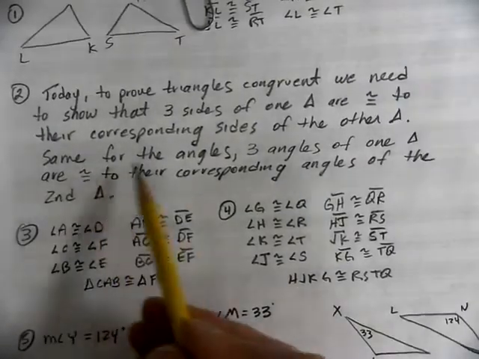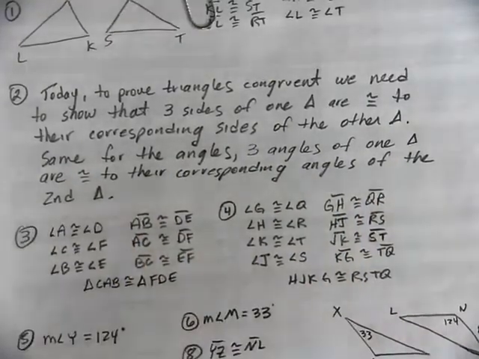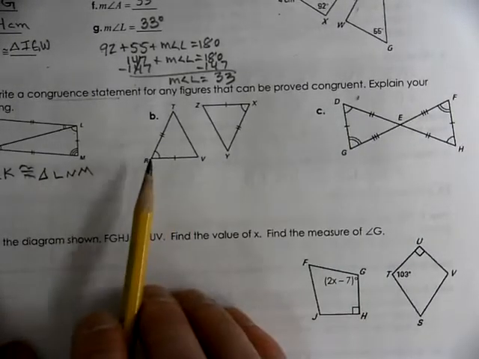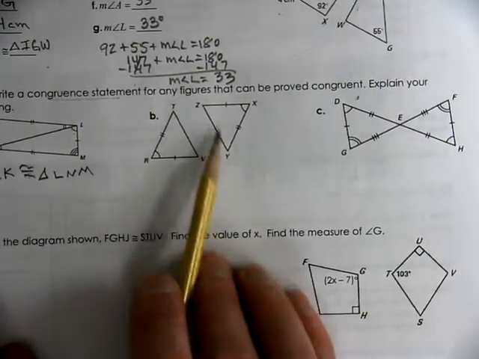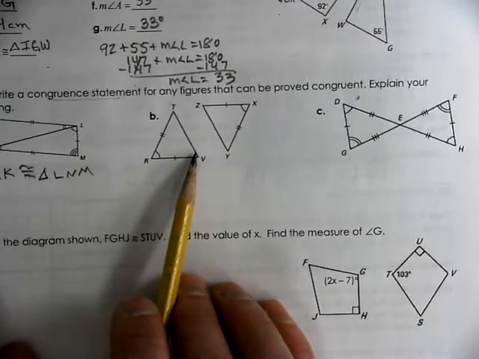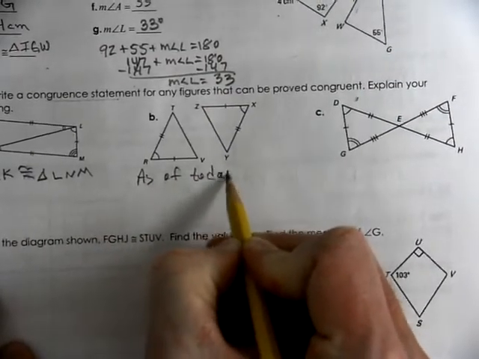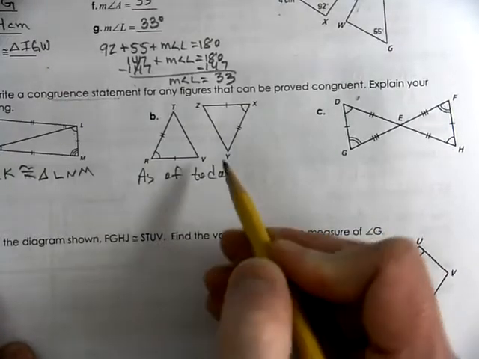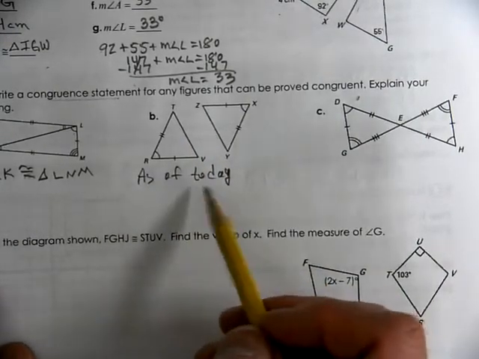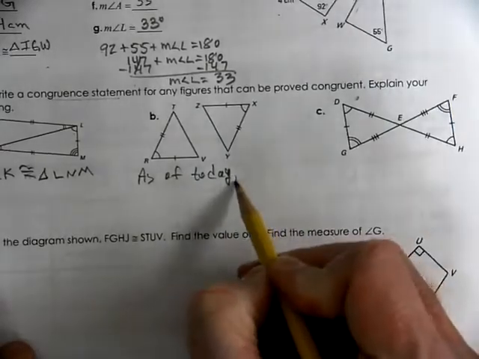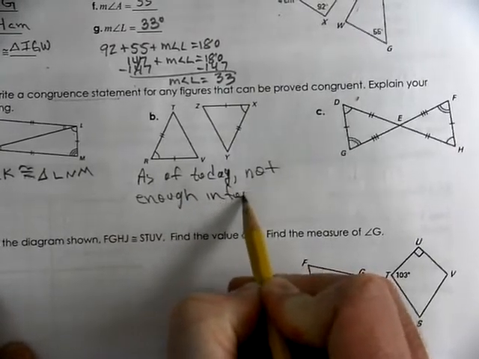And with the angles, same for the angles, 3 angles of one triangle are congruent to the corresponding angles of a second triangle. I only know 1 angle that matches in the other triangle. I don't have a relationship between the other angles. So this one, as of today, because in the future we're going to learn shorter ways to prove triangles congruent. We don't need to know all 6 pieces, but as of today, that's the only way we can do it. So as of today, not enough information.